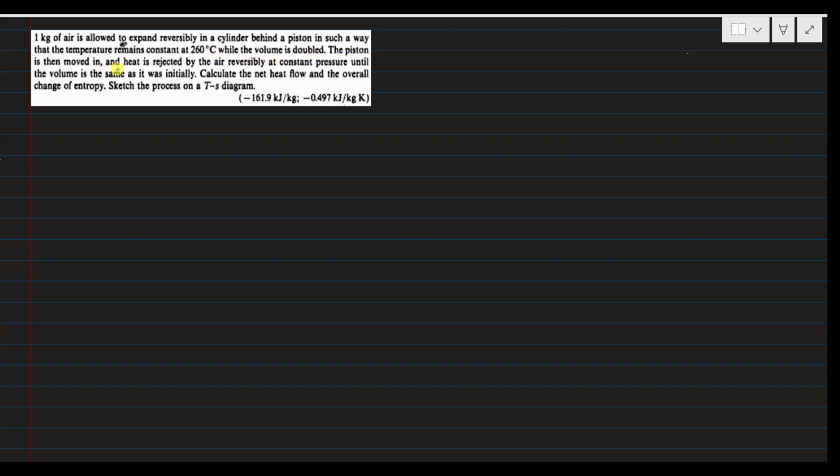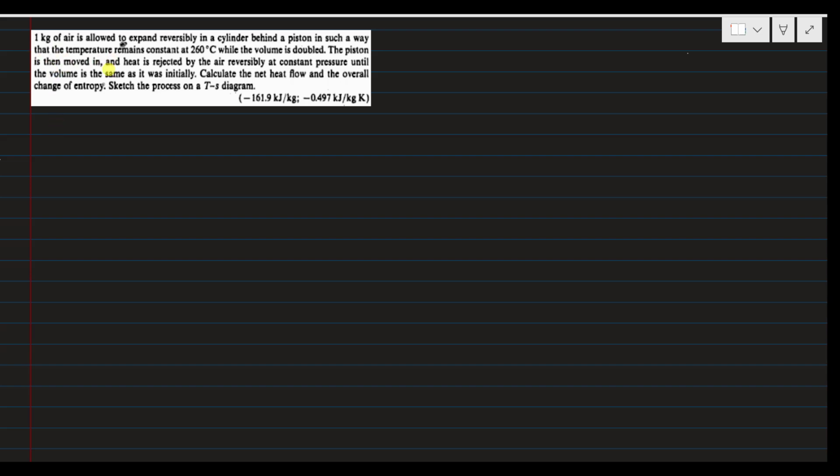The piston is then moved in and heat is rejected by the air reversibly at a constant pressure until the volume is the same as it was initially. Calculate the net heat flow and the overall change of entropy. Sketch the process on a TS diagram.